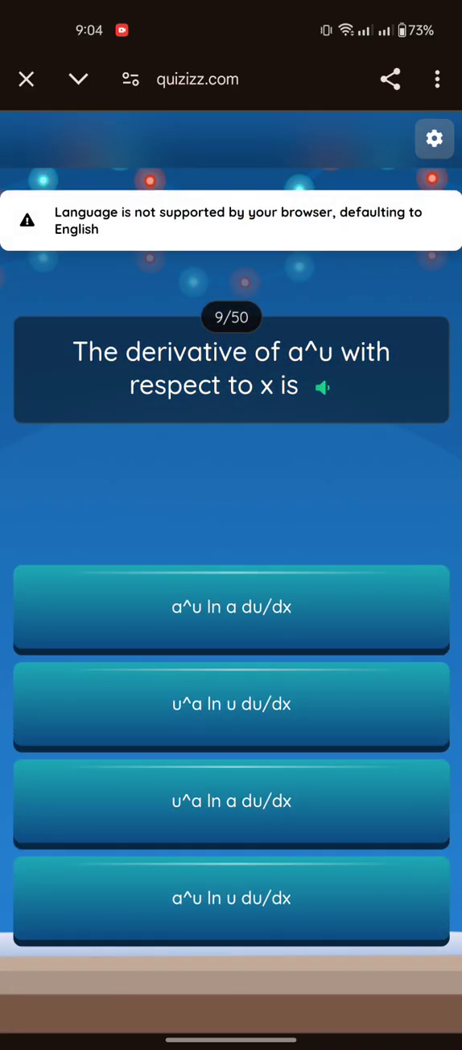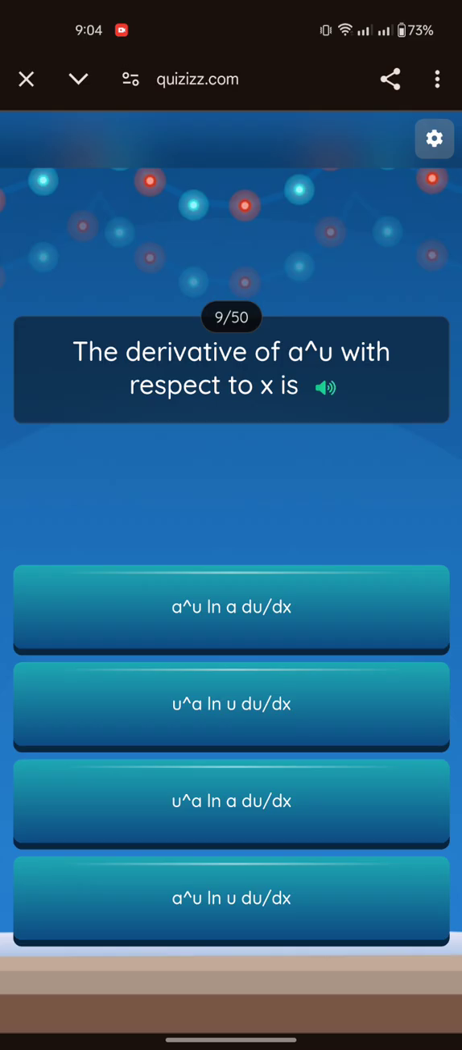Question. The derivative of a^u with respect to x is Option 1 a^u ln a du/dx. Option 2 u^a ln u du/dx. Option 3 u^a ln a du/dx. Option 4 a^u ln u du/dx.